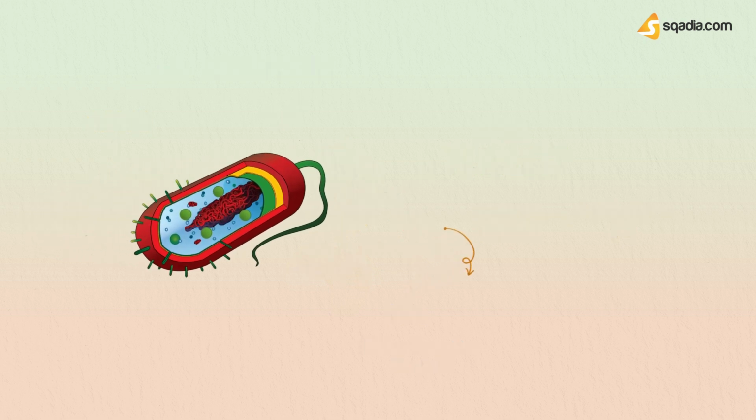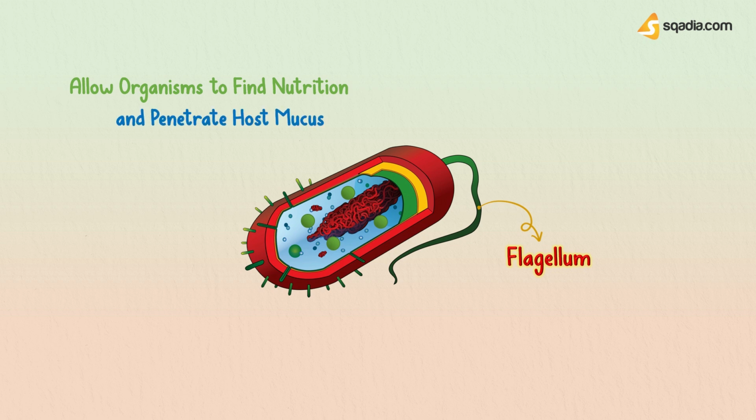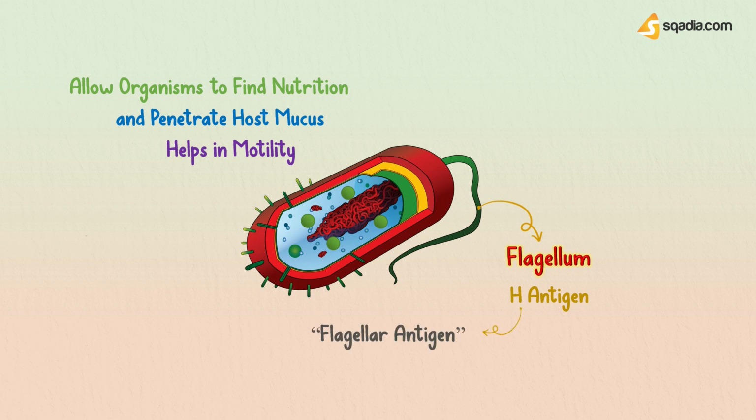Now, another important structure of bacteria are flagella, that allow organisms to find sources of nutrition and penetrate host mucus. These are the main agent of bacterial motility and contain highly antigenic proteins. The H antigens of typhoid being a good example, which give rise to immobilizing antibody. H antigen is also known as flagellar antigen.